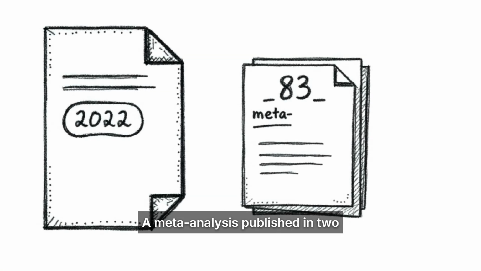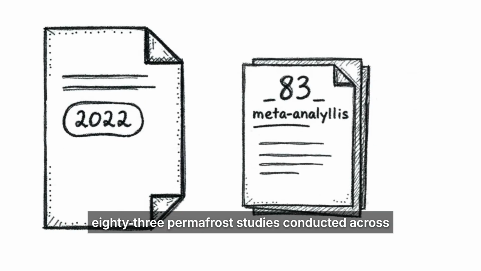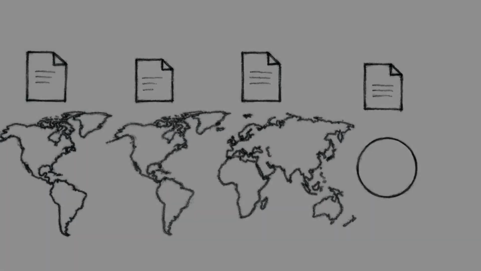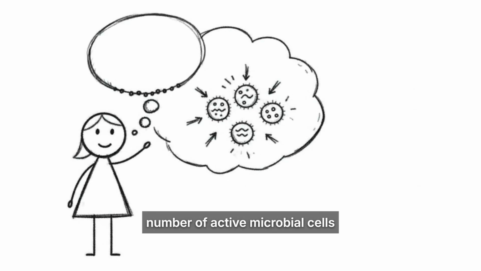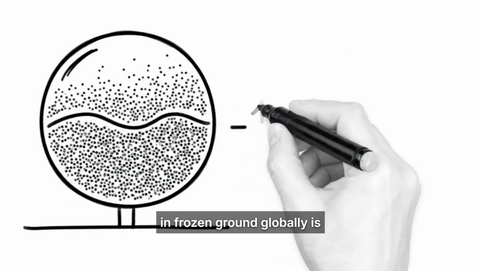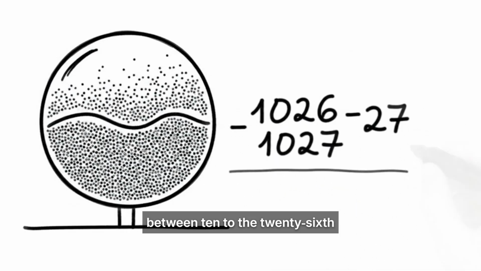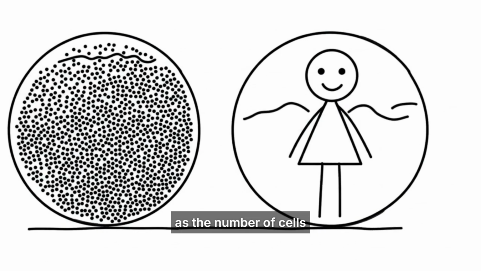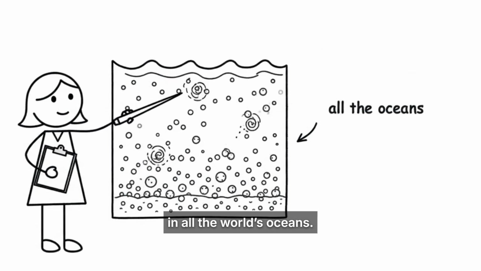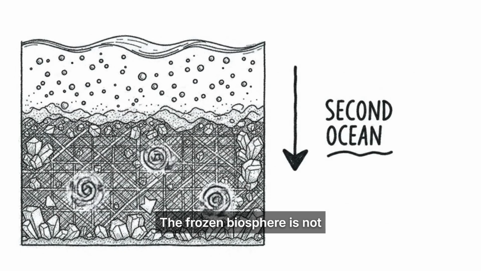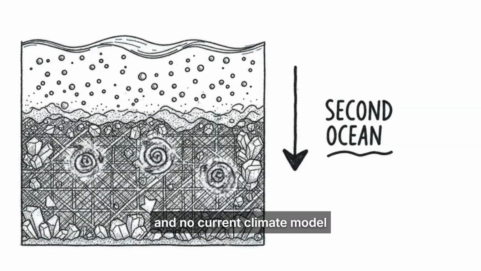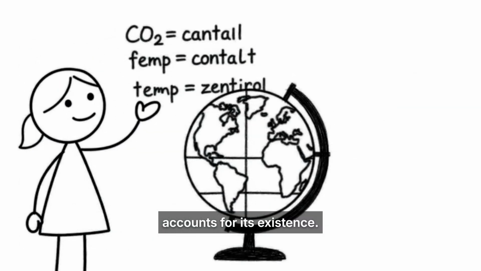A meta-analysis published in 2022 reviewed data from 83 permafrost studies conducted across 4 continents. The authors concluded that the number of active microbial cells in frozen ground globally is between 10^26 and 10^27 cells. That is roughly the same as the number of cells in all the world's oceans. The frozen biosphere is not a dead zone. It is a second ocean, locked in slow motion, and no current climate model accounts for its existence.